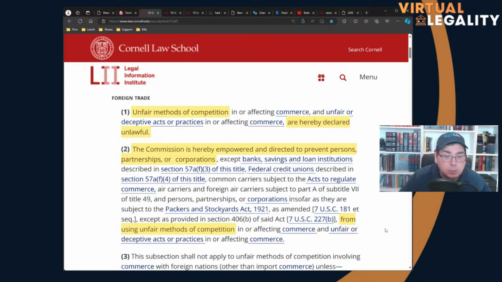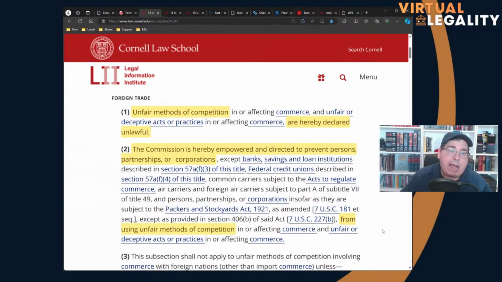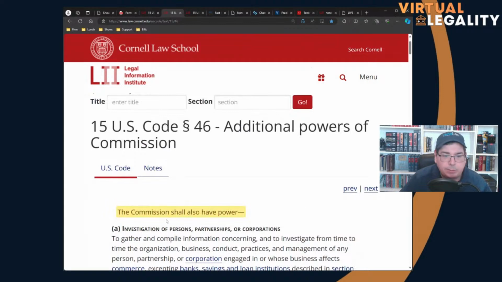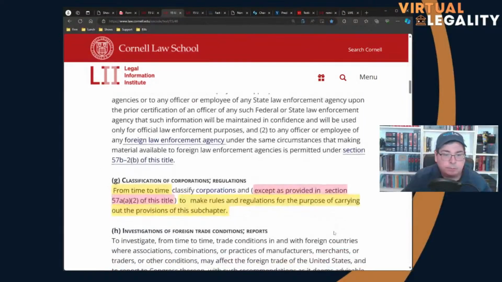And that's almost all that we've got, but not quite, right? So that's the FTC Act. That is the provision under which they are going to make some rules here that we're going to look at. And in another section, they have been granted the power. The commission shall also have the power from time to time to make rules and regulations for the purpose of carrying out the provisions of this subchapter.